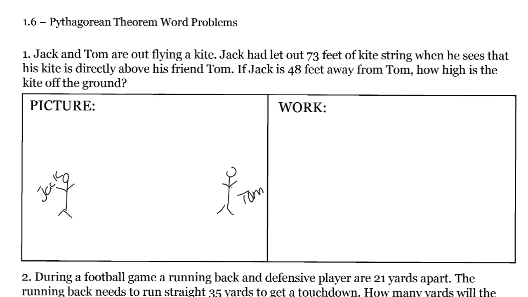Jack let out a kite string that was 73 feet. And it's directly above Tom. If Jack is 48 feet from Tom, how high is the kite off the ground? So we want to figure out how high the kite is off the ground.